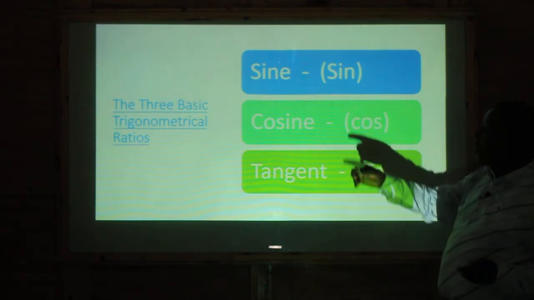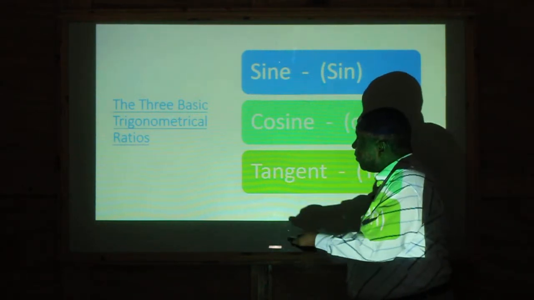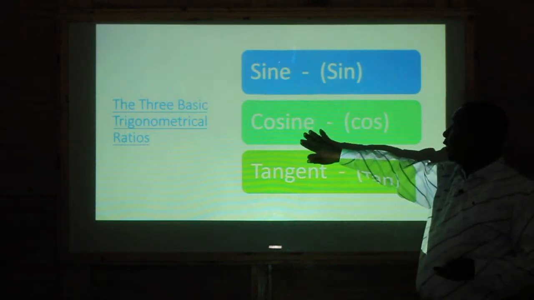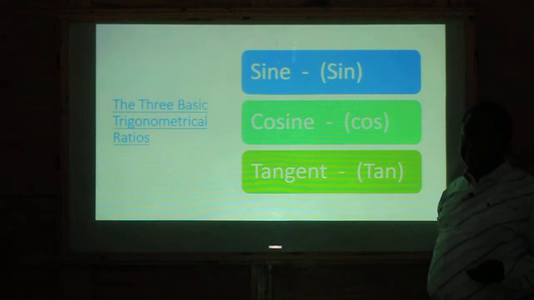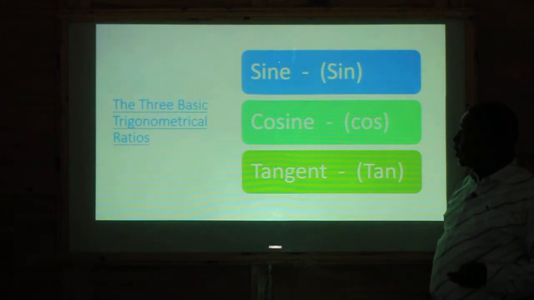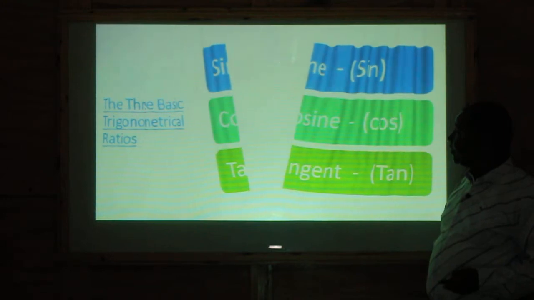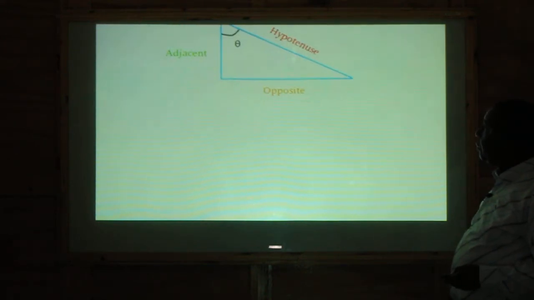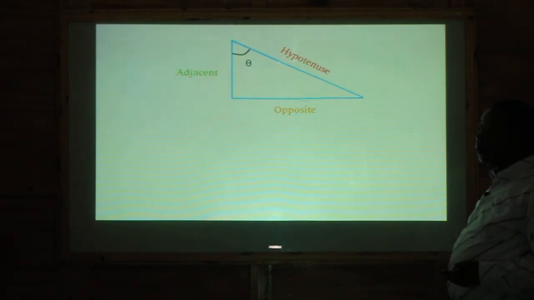Of course, they use the word trigonometrical ratios because they are all ratios. This one has a ratio, this one has a ratio, and this one also has a ratio. And that is what I am going to talk about now. So like you see, this is a right-angled triangle, and in this right-angled triangle, we want to find the ratio of the sine.